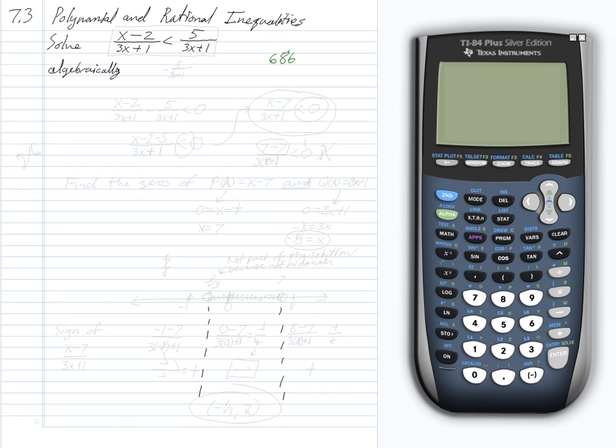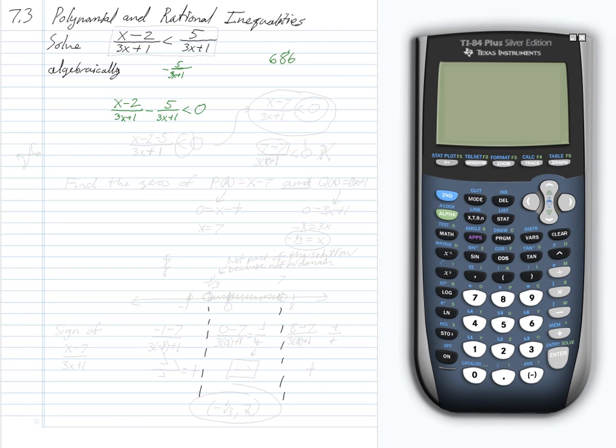So with this inequality, I would maybe move the 5 over 3x plus 1 over to the other side by subtracting it from both sides. So my inequality then becomes (x minus 2) over (3x plus 1) minus 5 over (3x plus 1) is less than 0.